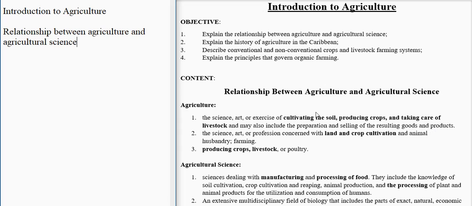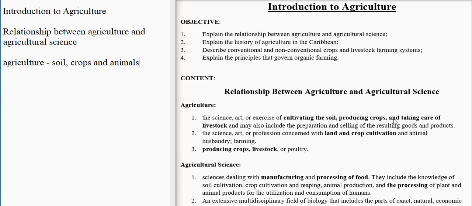So, in other words, this is saying that agriculture is a science, which involves observation and getting things done through trial and error. It's the exercise of cultivating the soil, producing crops, and taking care of animals. So we have three important things when you look at agriculture: the soil, crops, and animals. These are the three things that we want to pay attention to.